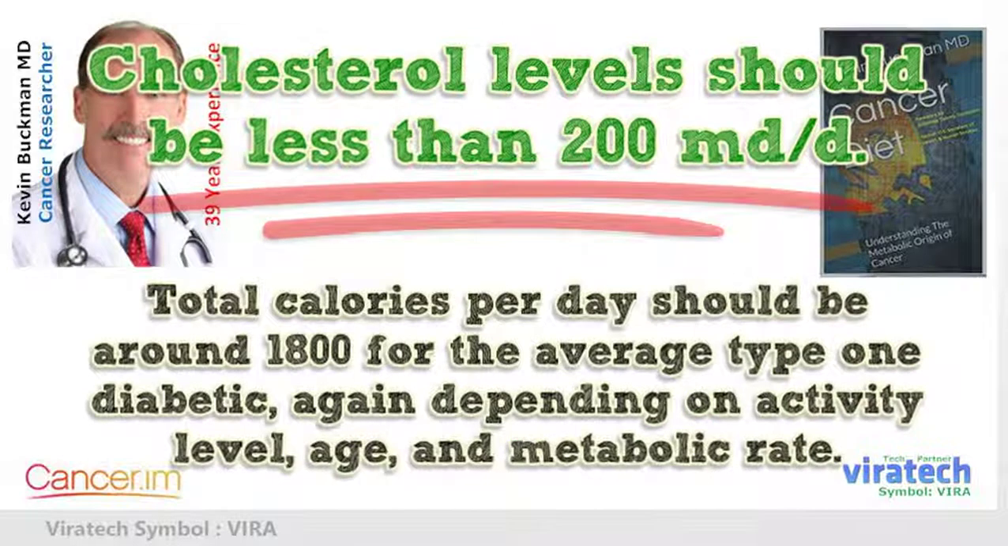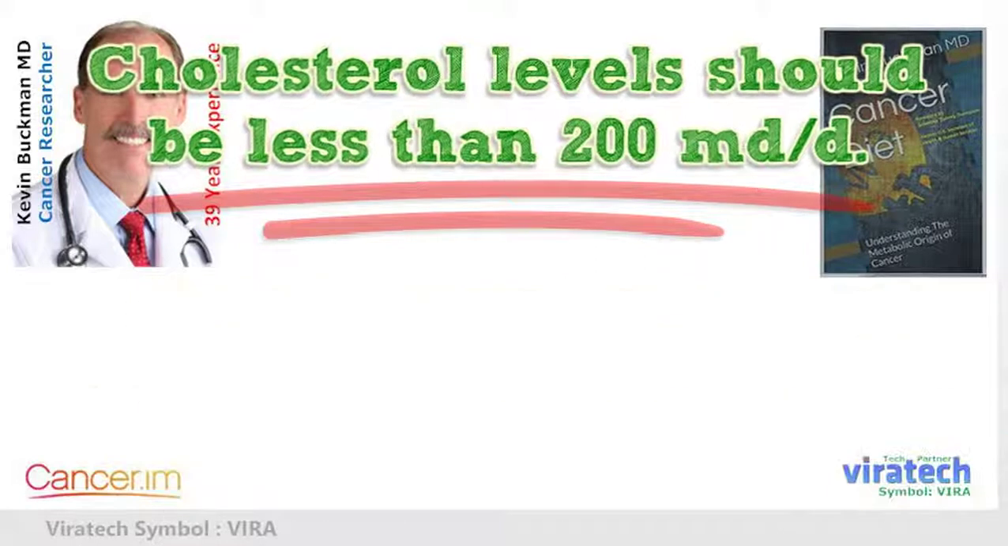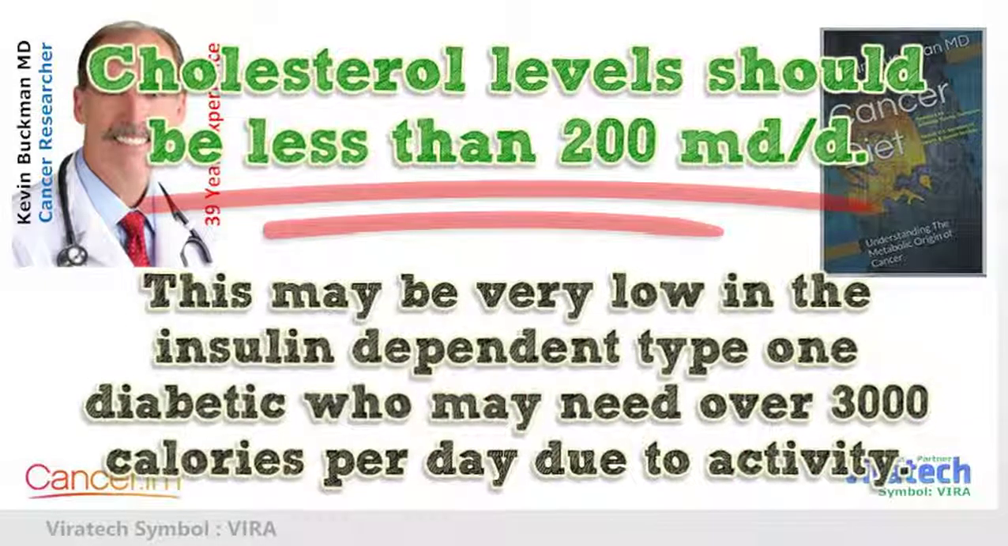Total calories per day should be around 1800 for the average type 1 diabetic, again depending on activity level, age, and metabolic rate. This may be very low in the insulin-dependent type 1 diabetic who may need over 3000 calories per day due to activity.